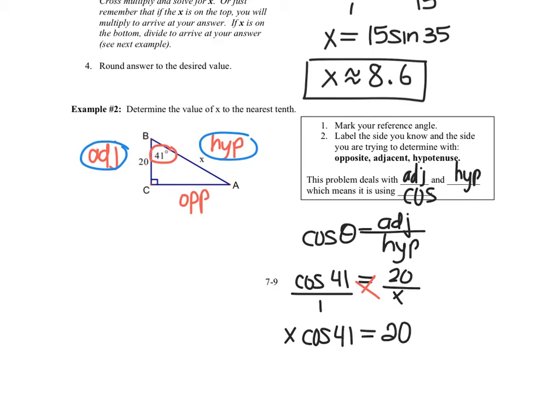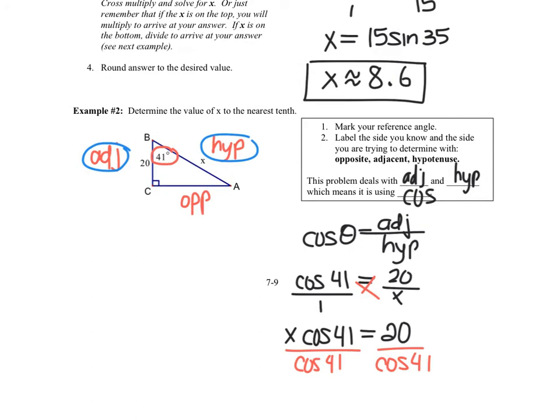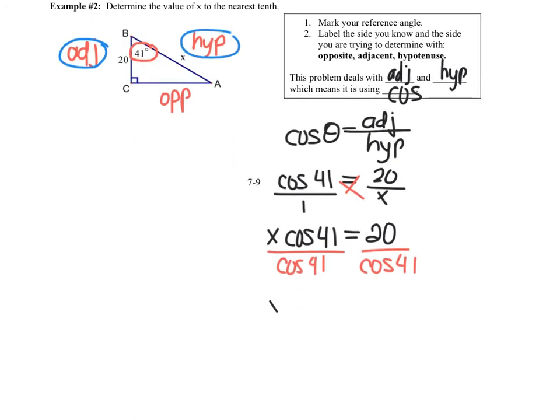So now I need to isolate for x. What's getting in my way? That cos 41. And the cos 41 is attached by multiplication, so I'm going to divide it out. Which means my x is actually going to equal 20 divided by cos 41. And that's what I'm going to plug into my calculator. Okay, and I do this in one step. So 20 divided by cos 41, and I get approximately 26.5.